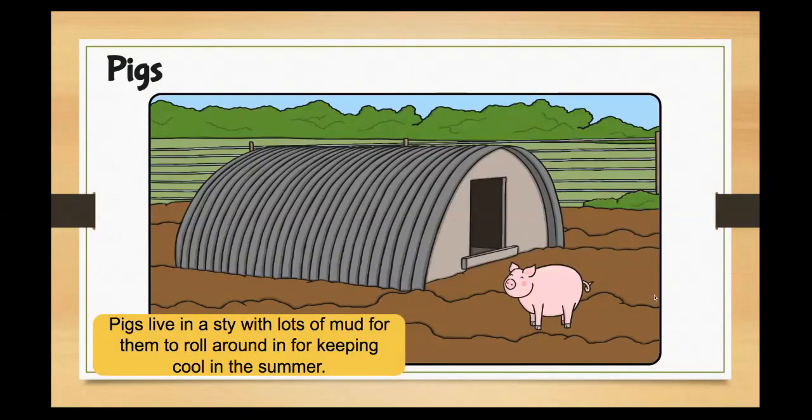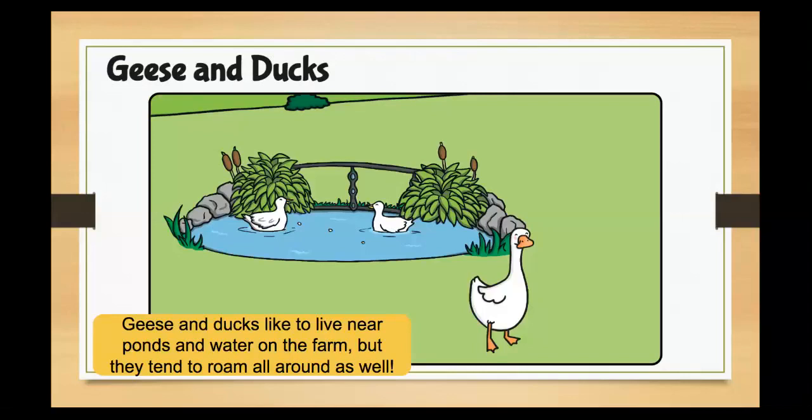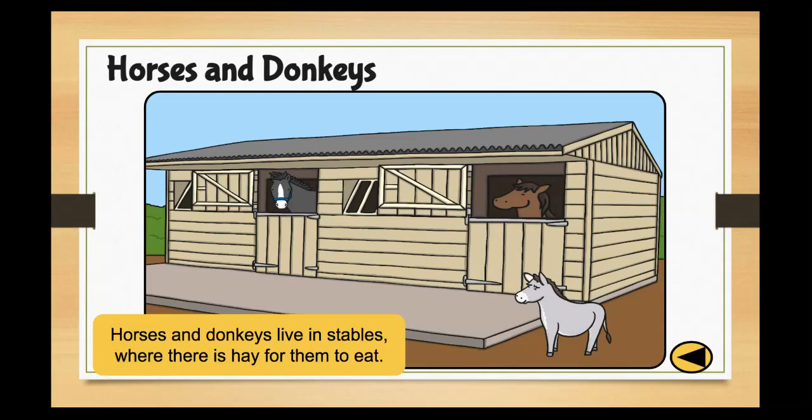Pigs live in a sty with lots of mud for them to roll around in for keeping them cool in summer. Cows and sheep both live in fields with plenty of grass for them to feed on. Geese and ducks like to live near ponds or water on the farm, but they tend to roam all around as well. That means they need plenty of space to walk around, but they also need to live near water that they can swim in. Horses and donkeys live in stables where there is hay for them to eat.